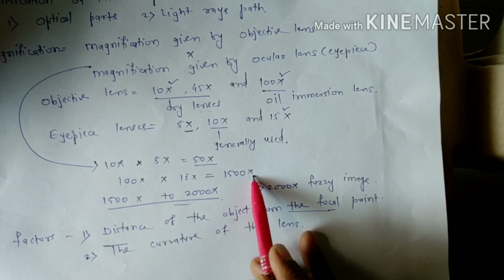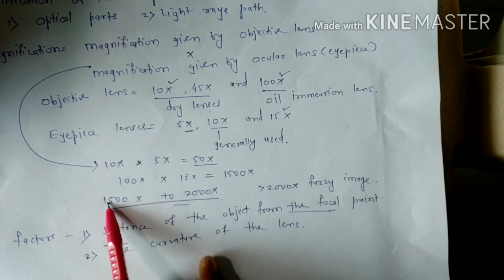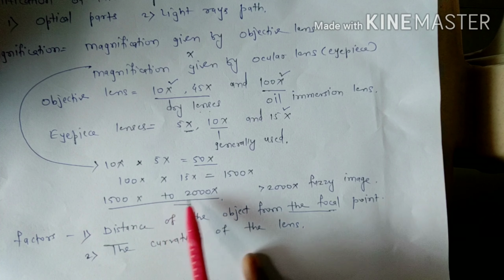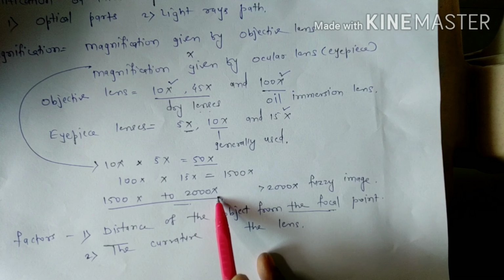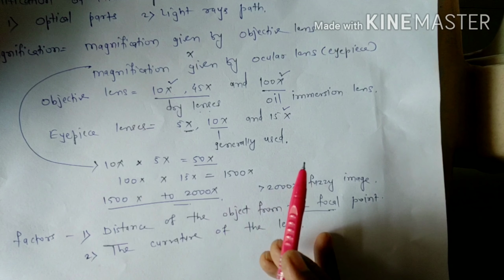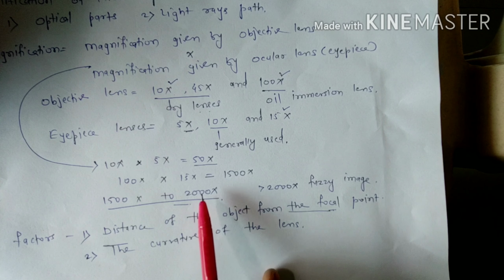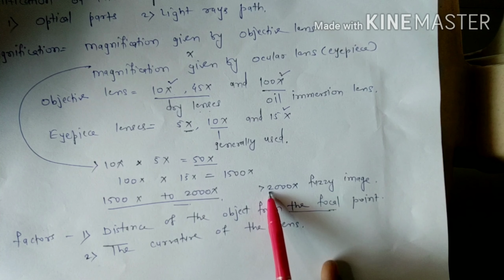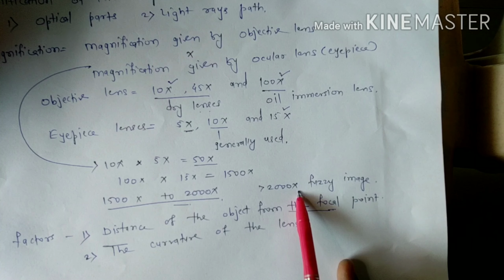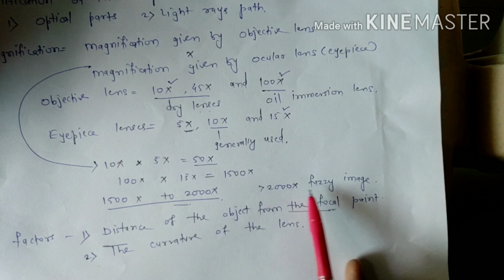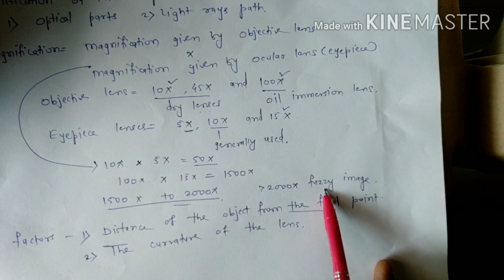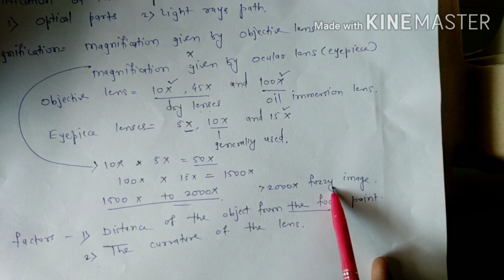The microscope usually gives magnification in between 1500x to 2000x, and in this range the clear or sharp image will be given. If the magnification is increased beyond this 2000x, then this will give a fuzzy image. This image is not clear, therefore this is called the fuzzy image.